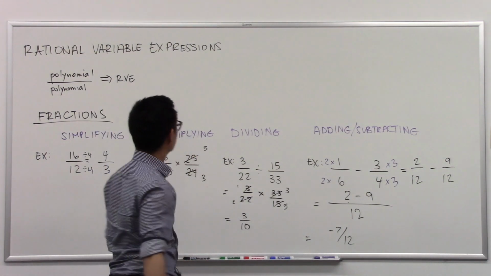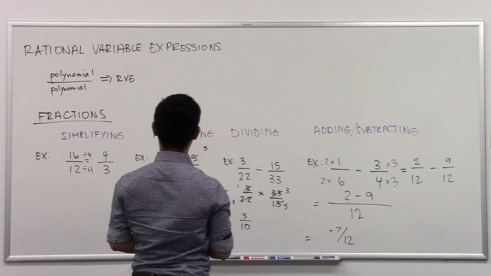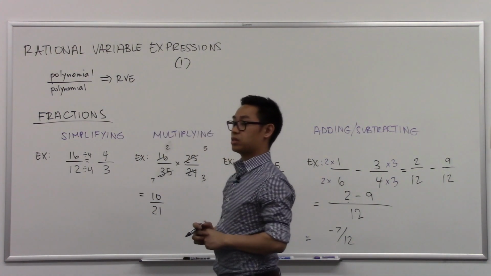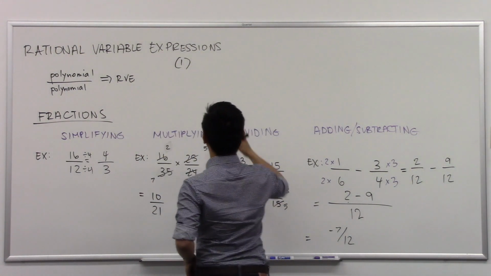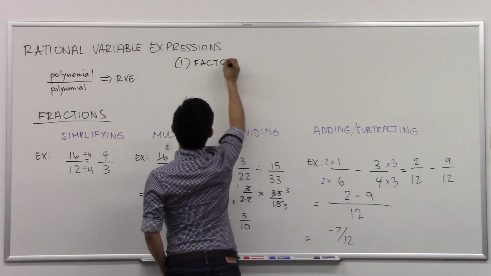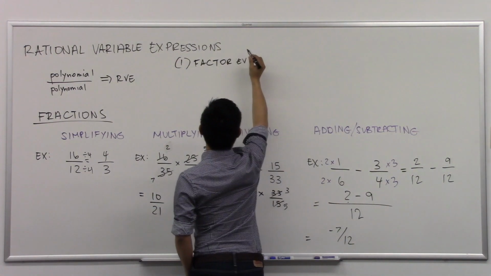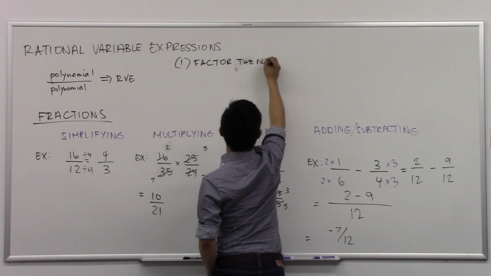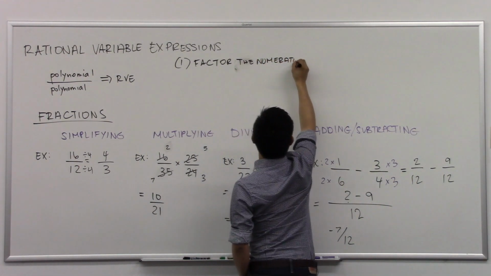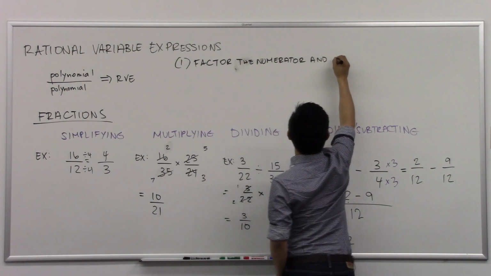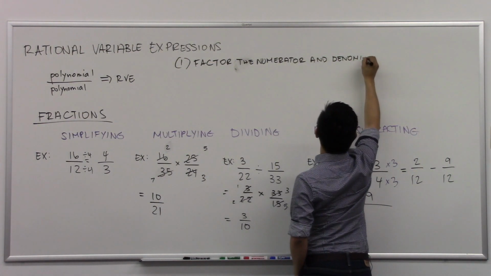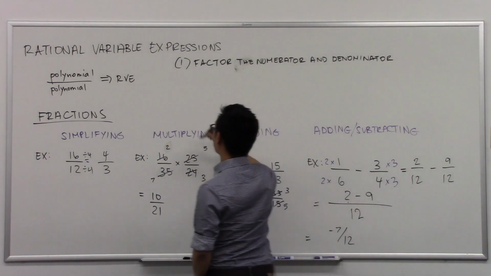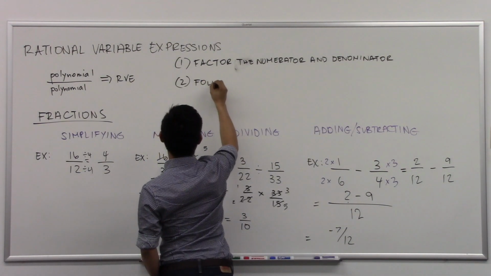Now let's apply those rules to rational variable expressions. The first rule to simplifying an RVE is factor everything in sight. That's what my grade 11 teacher used to say. So you factor every numerator and denominator. Then follow the rules of fractions.